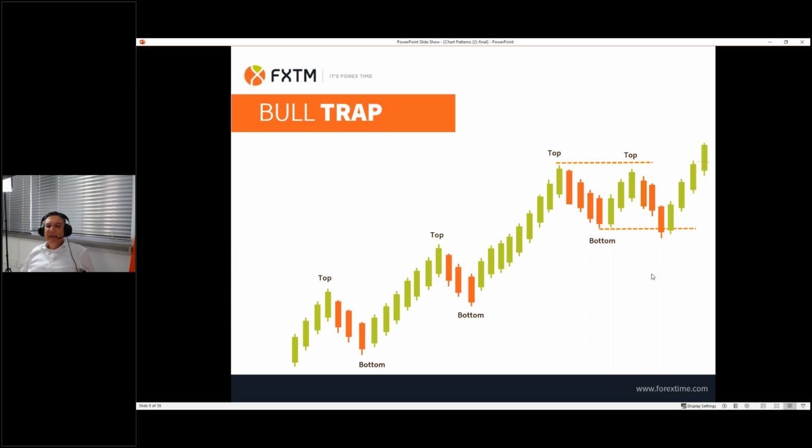And then what happens? Prices go in the opposite direction. This is exactly what we call a bull trap. Yes, you get a signal to sell here, but then for some reason, prices go in the opposite direction.